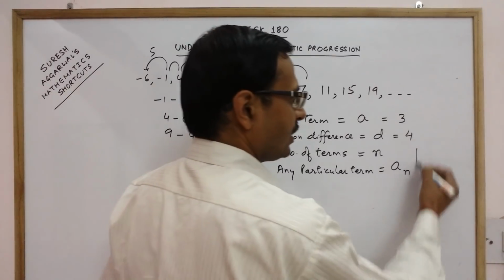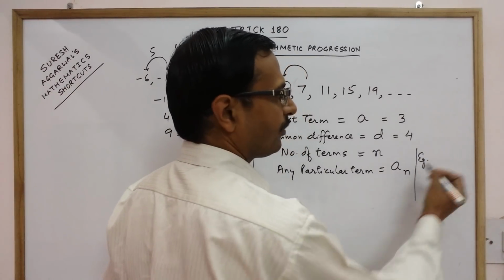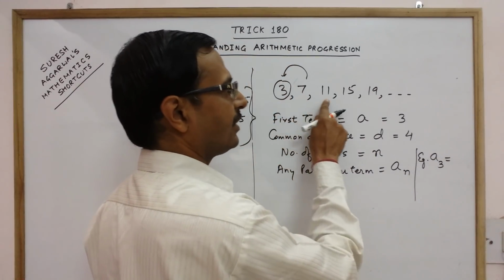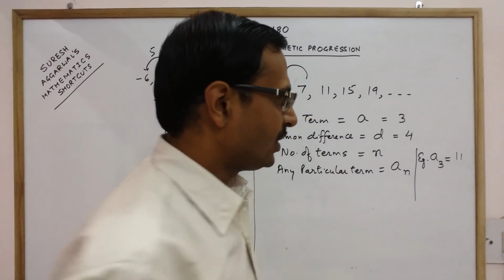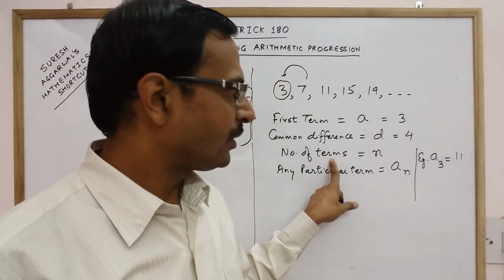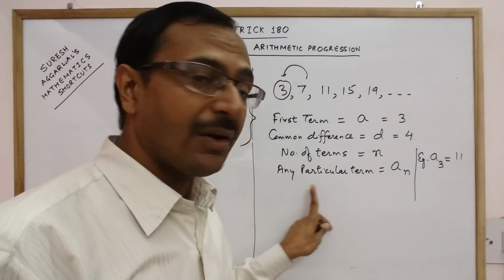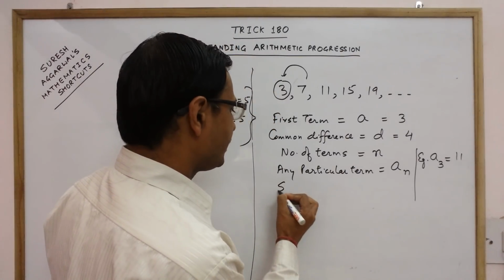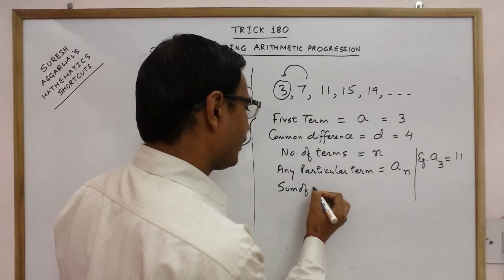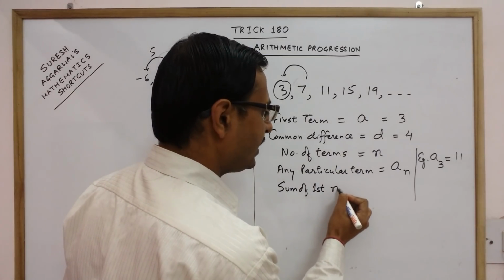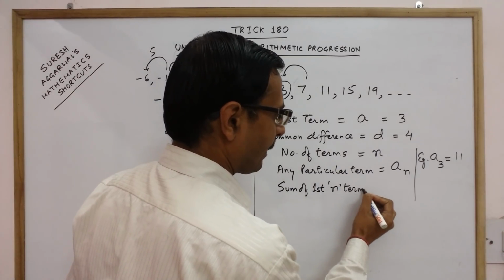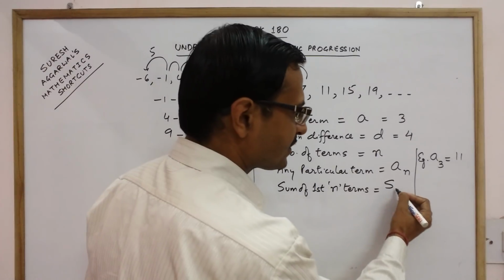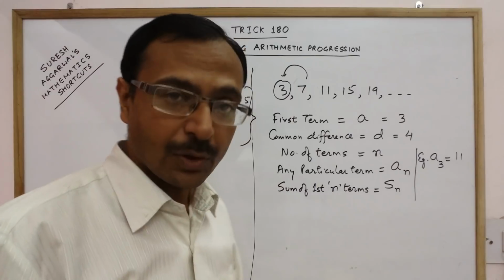So if I have an example of term number 3, then first, second, third, term number 3 is 11. So n is the term number and 11 is the value of that particular term. And finally we have sum of first n terms, which is denoted by S stands for sum and subscript n stands for number of terms.